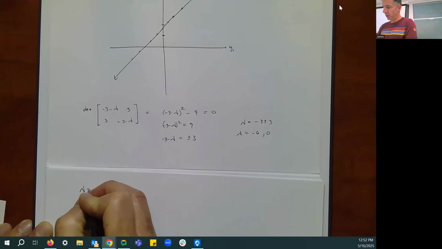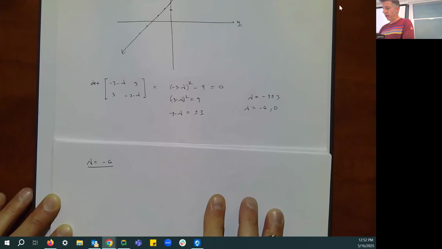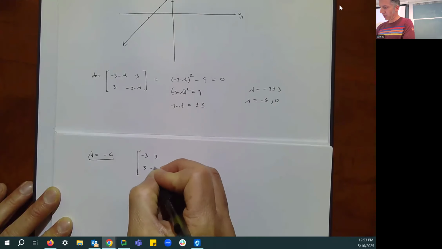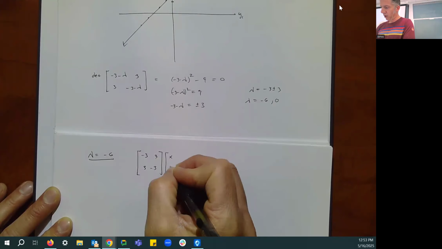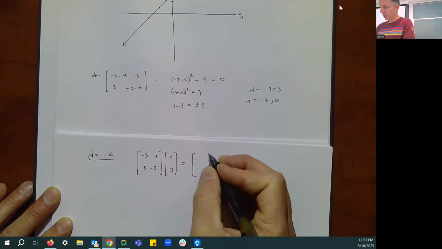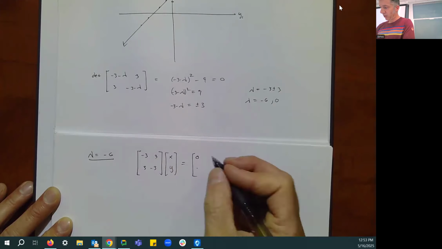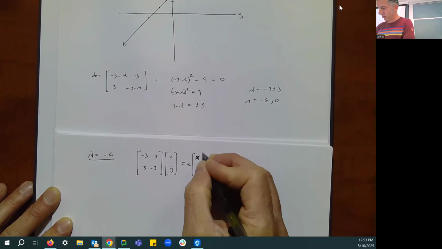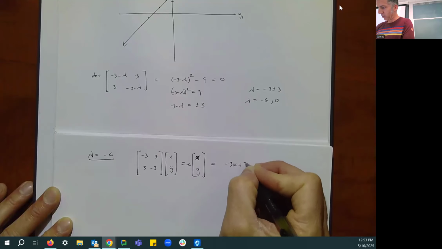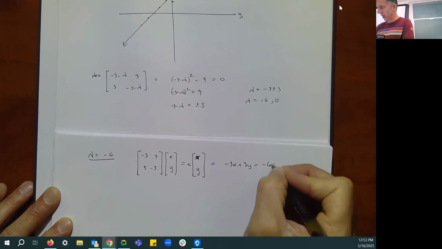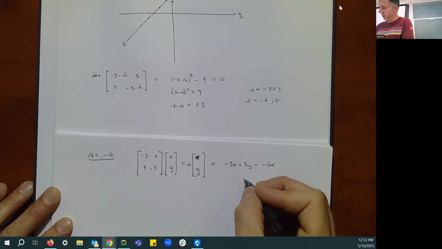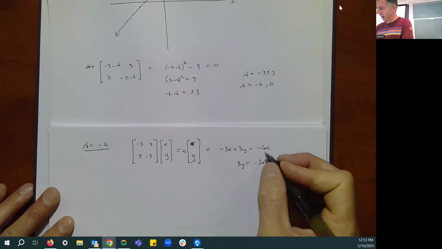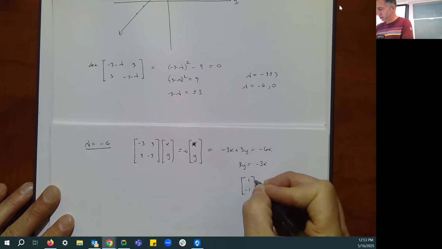So for lambda equal to -6, we're going to find the eigenvector. It's going to be the matrix -3, 3, 3, -3 times the thing we're looking for, (x, y), equal to -6 times (x, y). It's been a minute. So then we have -3x plus 3y equal to -6x. So we have 3y equal to -3x. So we have the eigenvector 1, -1.